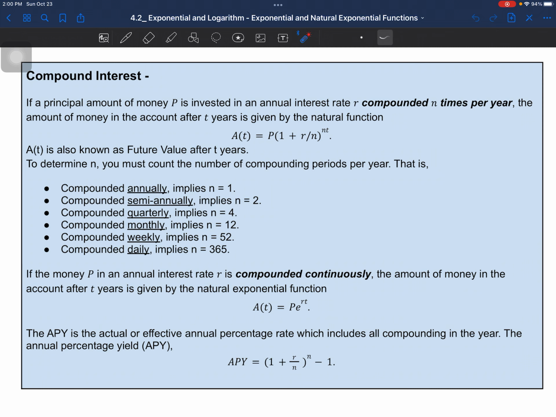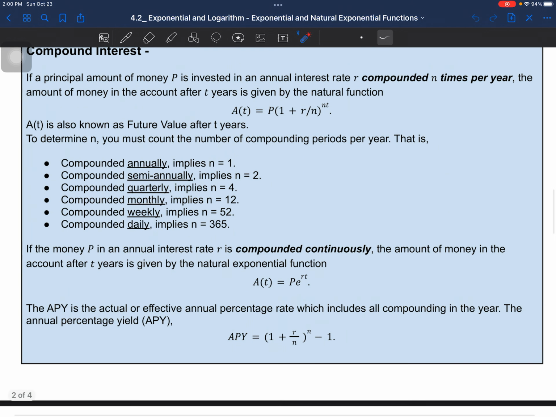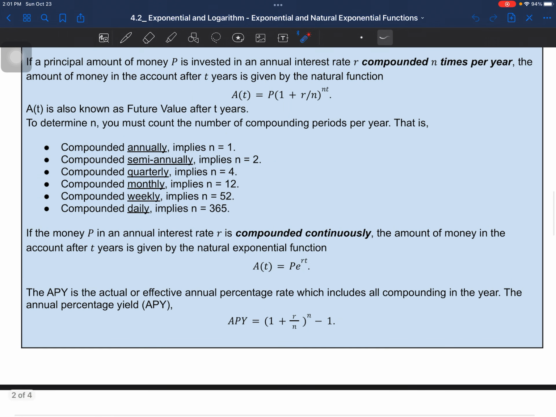Compounded quarterly, that almost gives it away, right? There are 4 quarters in a year. Compounded monthly, that means there are 12 periods of a month in a year. And compounded weekly implies that there are 52 weeks in a year. And if it's compounded daily, then your n is going to be 365, because there are 365 days in a year.